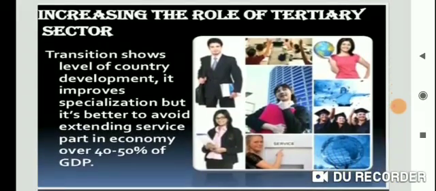Now, students, first of all, the three sectors are linked, but the role of the tertiary sector is increasing. The transition shown in this picture reflects the level of country development and improves specialization, but it is better to avoid extending the service part of the economy beyond 40 to 50% of GDP. Why? Because the three sectors are linked. Trade and transport establish a link between the producer and the consumer also. For example, chemical fertilizer produced in the chemical factory is utilized in the agriculture sector.